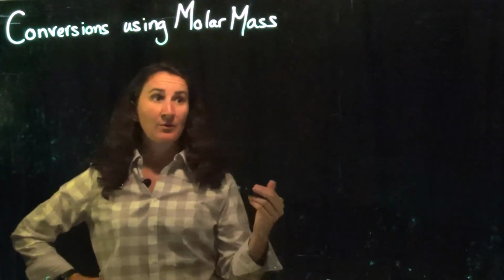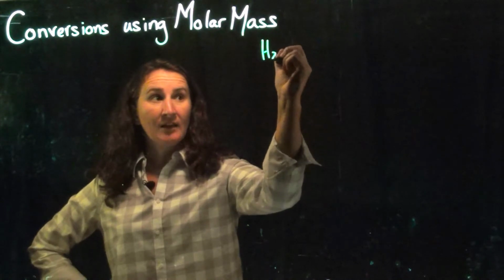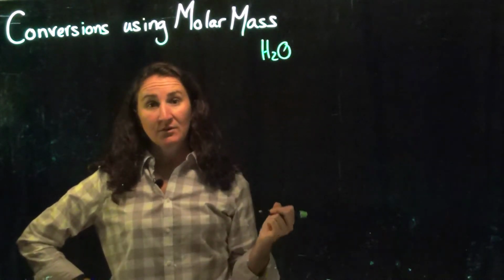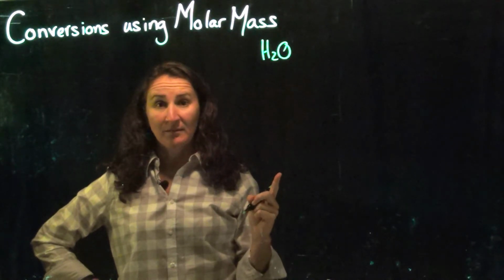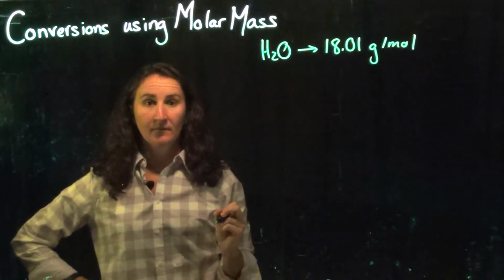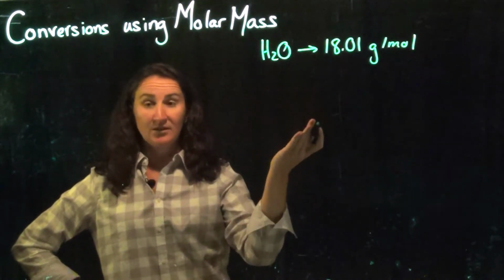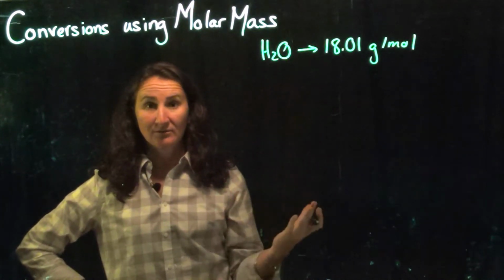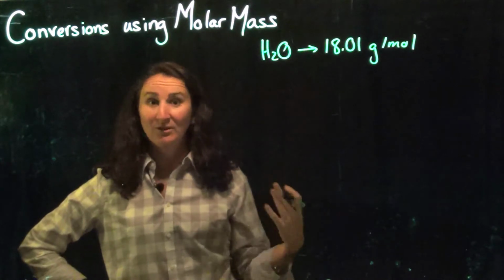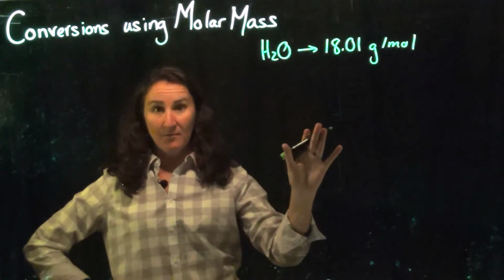For the first example, we're going to use water, H2O. So what I want you to do is stop the video, calculate the molar mass of water, and determine what its molecular weight is. All right, hopefully you got 18.01 grams per mole. If you didn't calculate that, go back and watch another video, give it an attempt, and try to figure out what you did wrong and how we got that number.